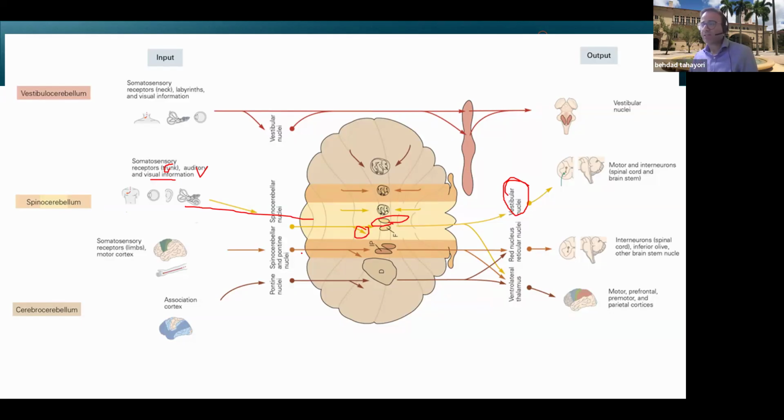Okay, now let's take a look at the intermediate area. Again, there is an input and there is an output. The input is from proprioceptors of the limbs, not only upper extremity, but also lower extremity, from the primary motor and sensory cortex. They send the information in. And again, if you want to make an educated guess, the cortex of the intermediate zone or intermediate lobe processes that, and then it sends it to which output nuclei?